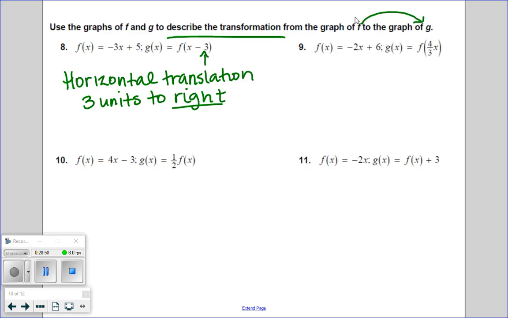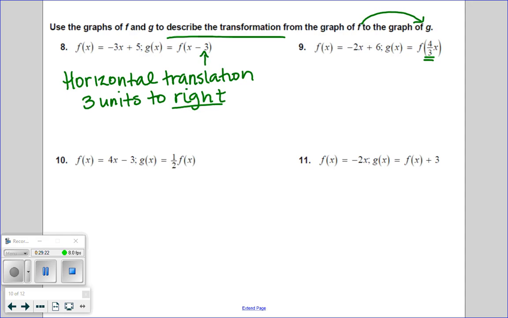What about on number 9? Okay. Are they adding, subtracting? Are they multiplying? Is there a sign change? G of x is just the same as f of x, but you have a 4/3 x as our input. So what do y'all think that's going to do? Vertical or horizontal, first of all? Horizontal. Okay, are we adding and subtracting, or are we multiplying?